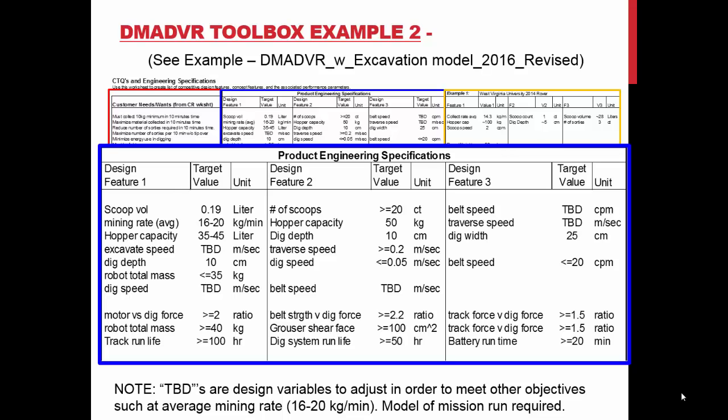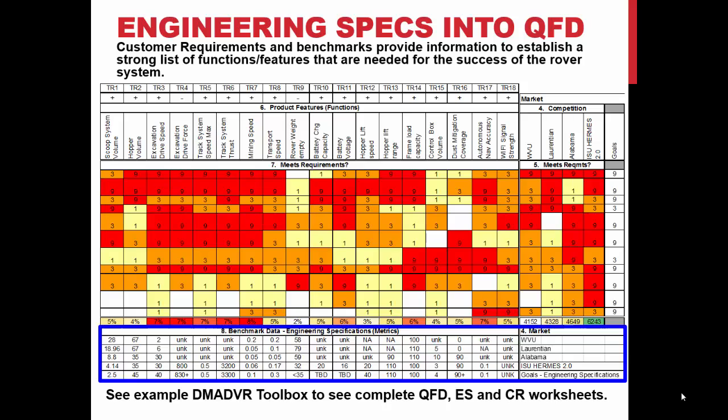In order to do this, a model of the mission run would have to be pulled together in order to ascertain what sort of traversing speeds and mining speeds would be necessary in order to get the required number of runs in the required time, which in this case is 10 minutes max. So if we take a look at the QFD related to the space mining rover, we can see the information that has been put in here from our benchmarking analysis.